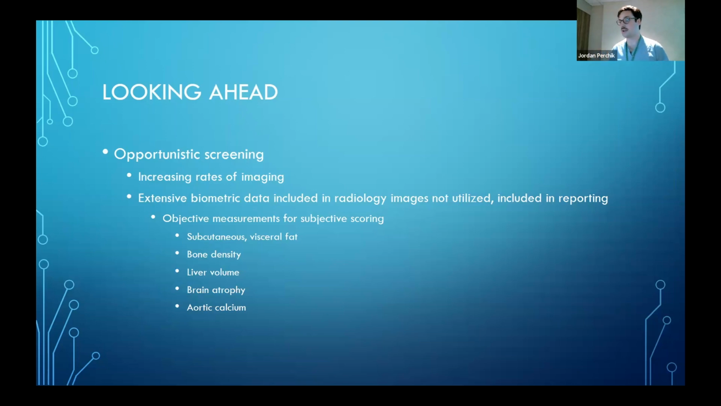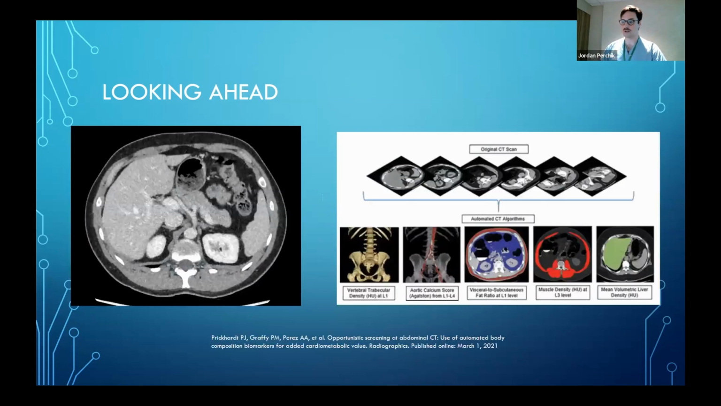Now, this is a very exciting area that's going to be coming out sooner rather than later. This is a topic called opportunistic screening. When we get CTs of the body, there's a wealth of information present in all of these images that we're not using for our interpretation. It would take an exceptional amount of time to do 3D segmentations, to perform analyses on all of these different areas. This can be done, again, in the background automatically and provide objective measurements for things like subcutaneous versus visceral fat, bone density, liver volume, brain atrophy, aortic calcium, and so on.